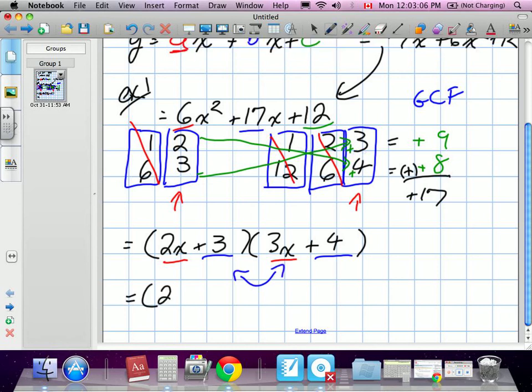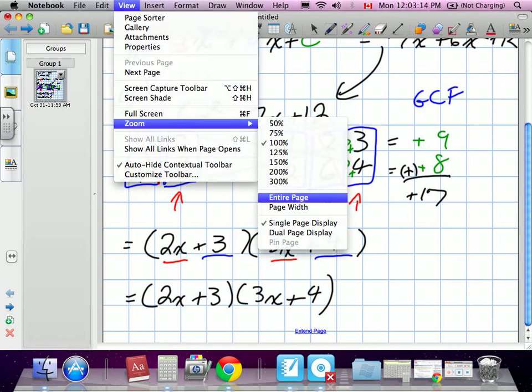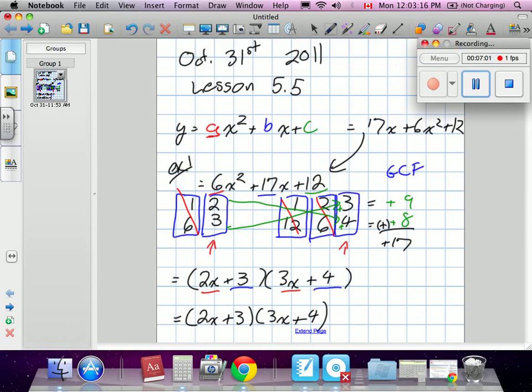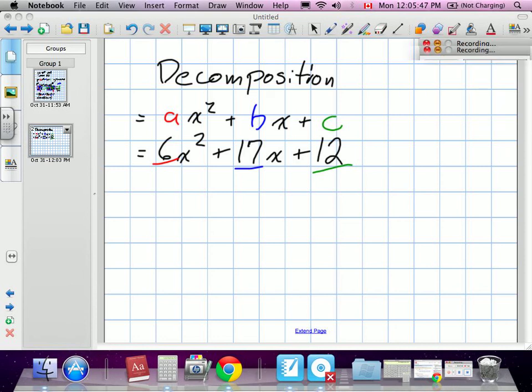So I'm just going to rewrite this. Our final answer is 2x plus 3 times 3x plus 4. Next method we're going to learn is decomposition. Now this is very similar to the shortcut I taught you when A was 1.